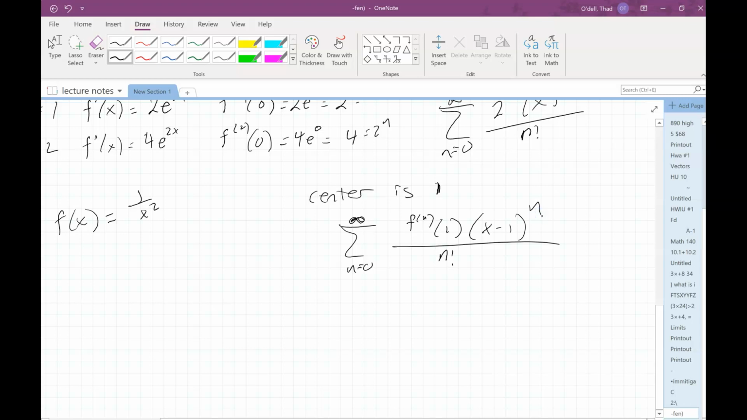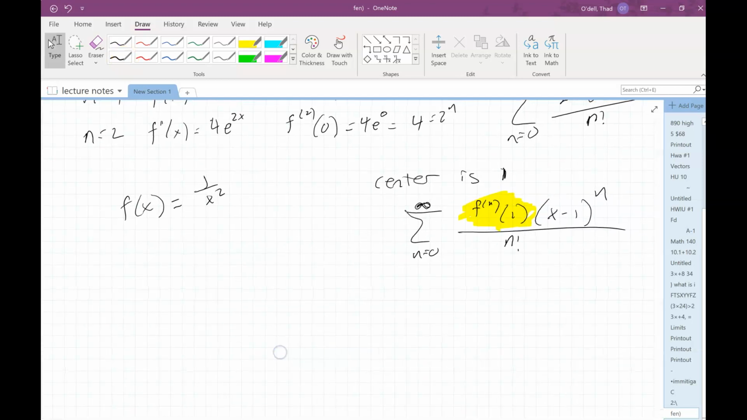So again, the n factorial and the x minus 1 to the n is always there. That's a part of every Taylor series. And this is the part that we don't know. So we need to figure that out. Okay, so here we go. This is us figuring it out. So f of 1 would be equal to 1 over 1, which is just 1.